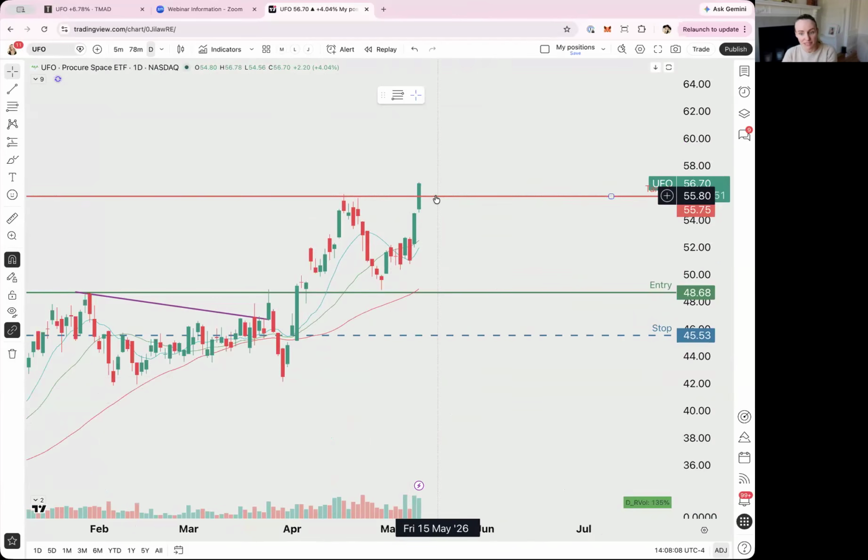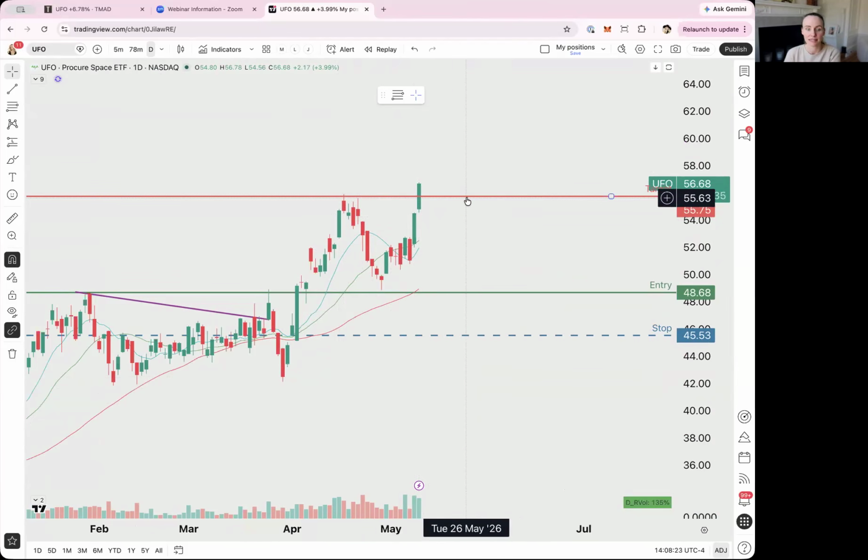the resistance became support. So if you are going long today, you enter around 55.75. It's the previous high. You want to give it a stop around 53.90, I would say. Today's move, right? If you fail this whole entire move today, you want to be out.